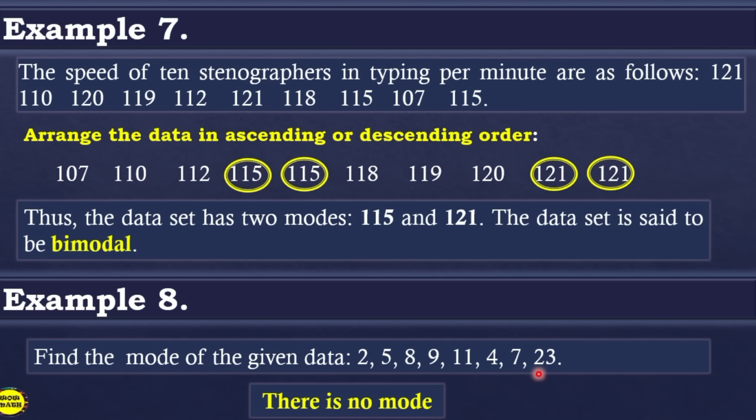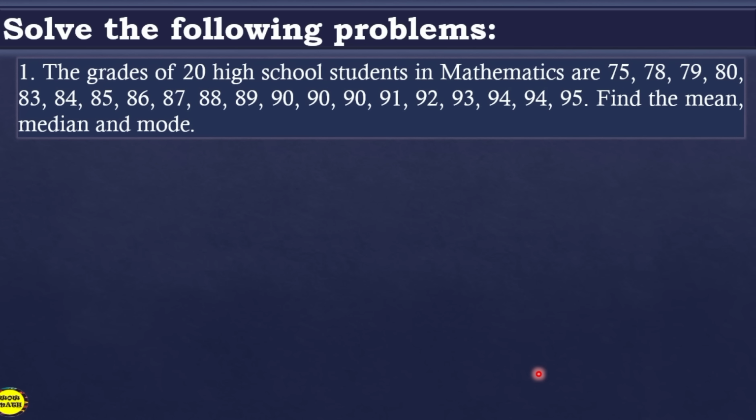Okay? Next. So solve the following problems that involves mean, median, and mode of ungrouped data. Number 1, The grades of 20 high school students in mathematics are 75, 78, 79, 80, 83, 84, 85, 86, 87, 88, 89, 90, 90, 90, 91, 92, 93, 94, 94, and 95. Find the mean, median, and mode.